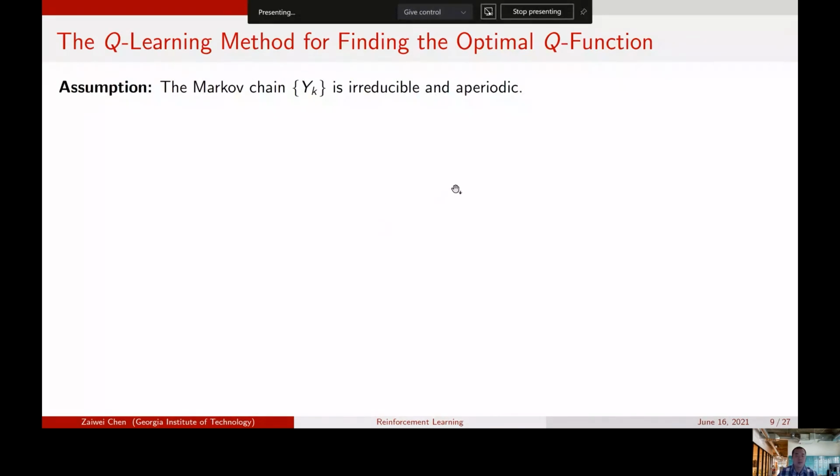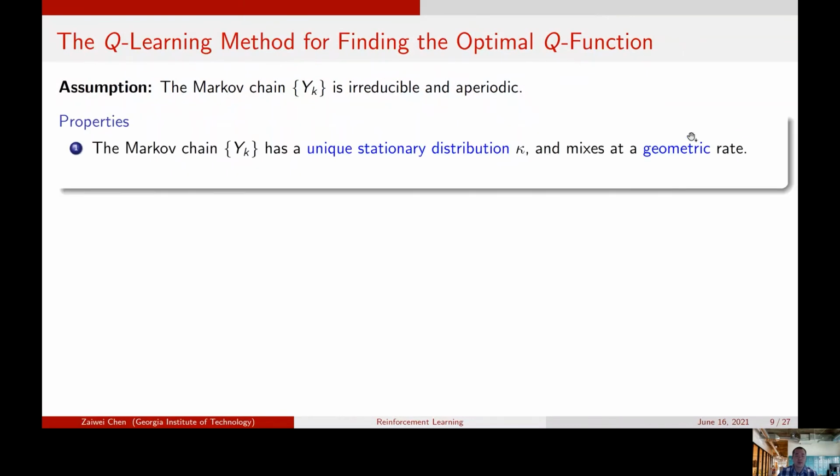We will make the following assumption to study the Q-learning algorithm. We will assume that the Markov chain yk is irreducible and aperiodic. This would imply that this Markov chain has a unique stationary distribution, which we call kappa, and also mixes at a geometric rate.